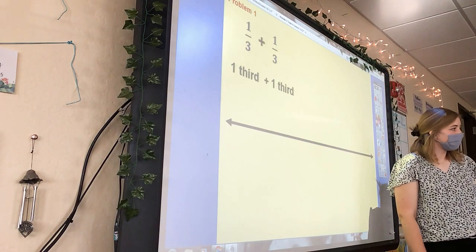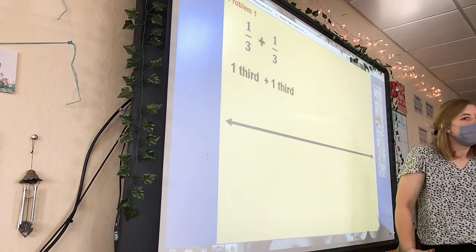Yeah, but a banana plus a pineapple, right, you can't add it together.